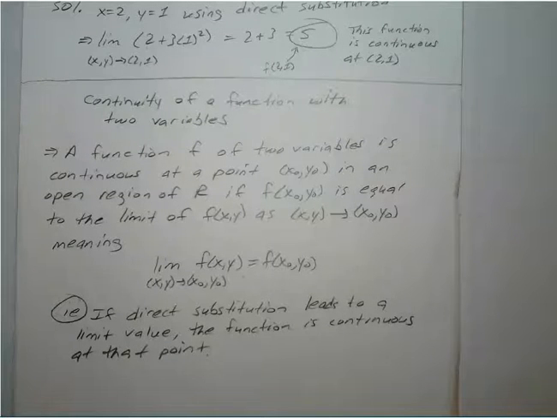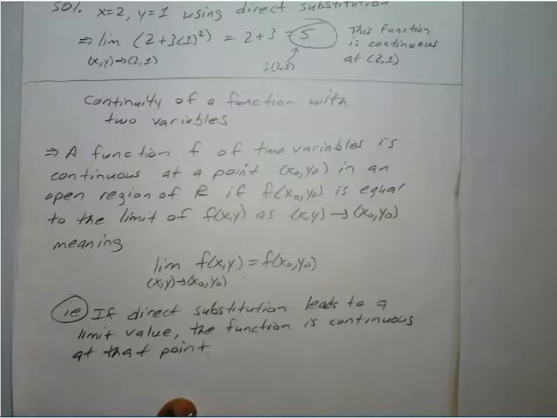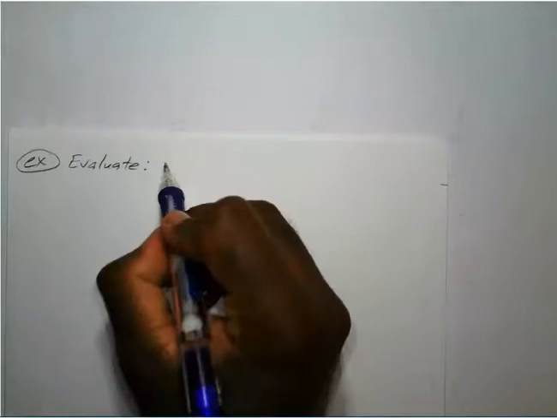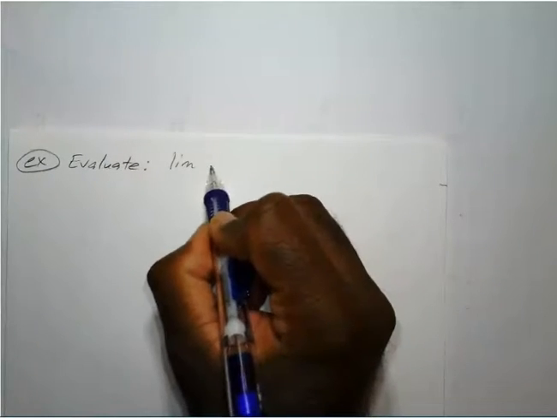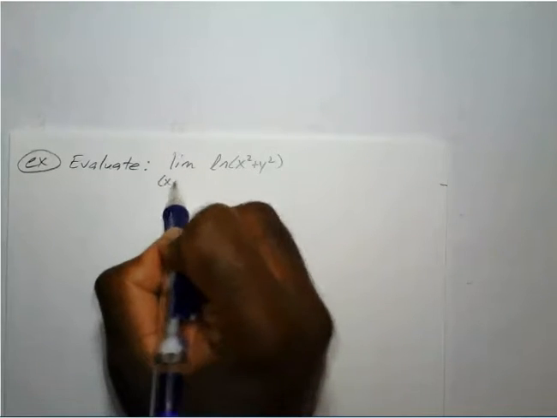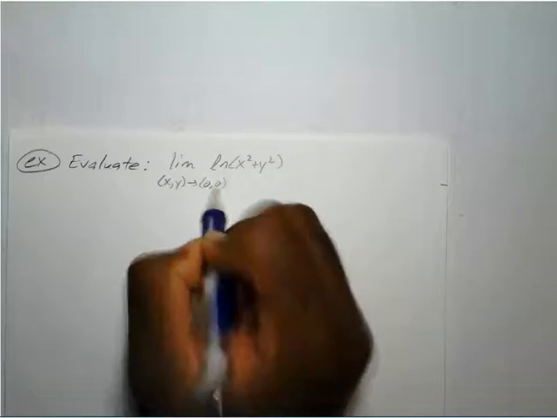All right, so if you are still writing, feel free to press pause, but we're going to go ahead and go to our next example. There we go. All right, so let's say for this example, what if we wanted to evaluate the limit of the natural log of x squared plus y squared as xy approaches 0, 0.